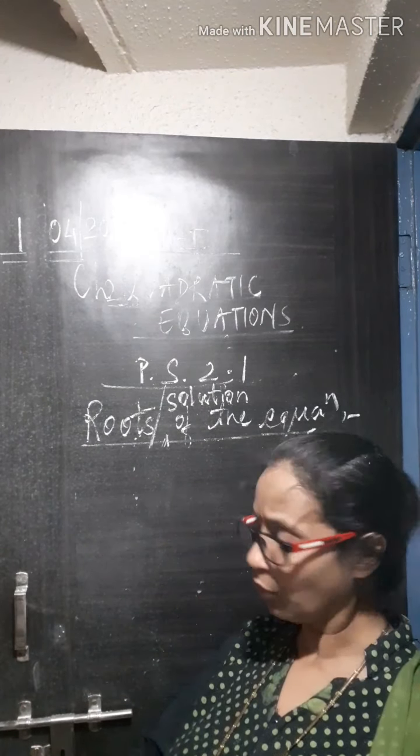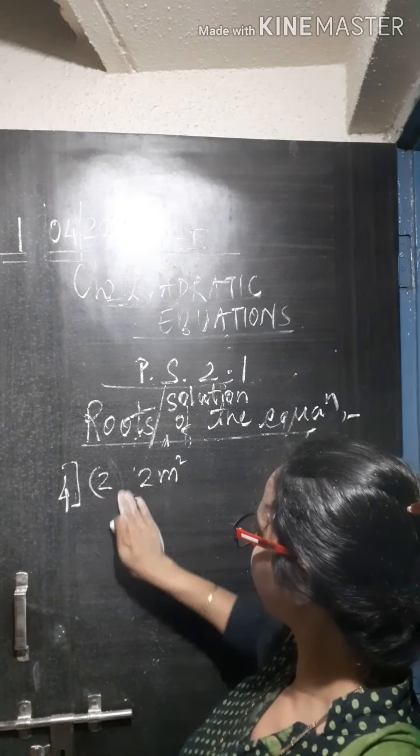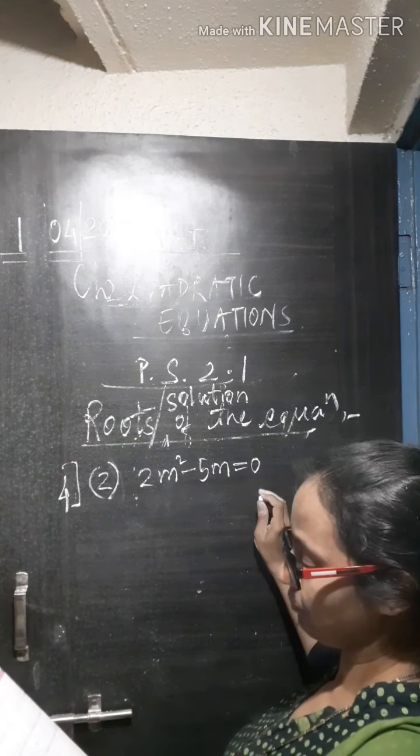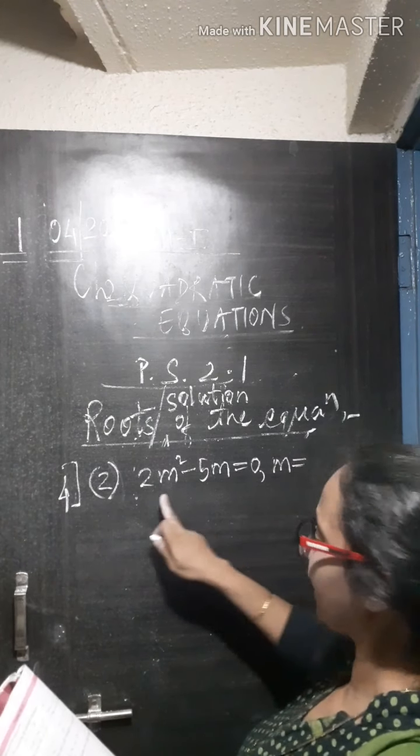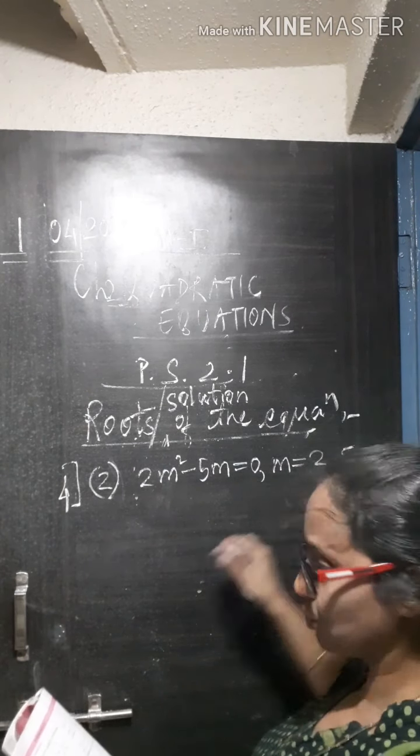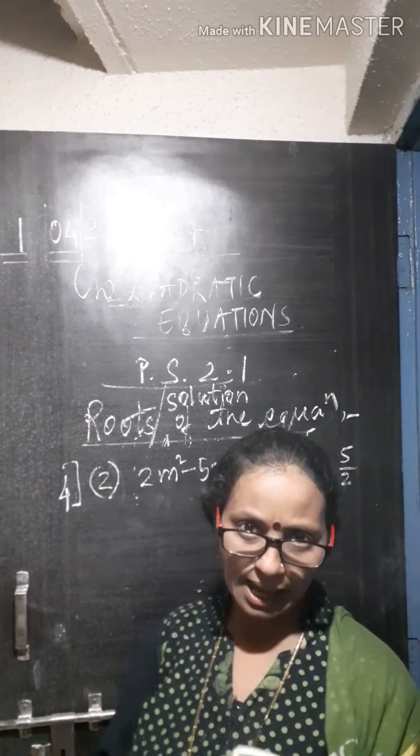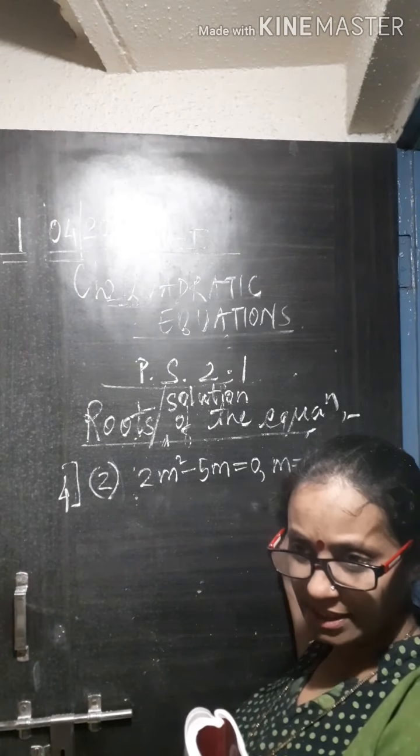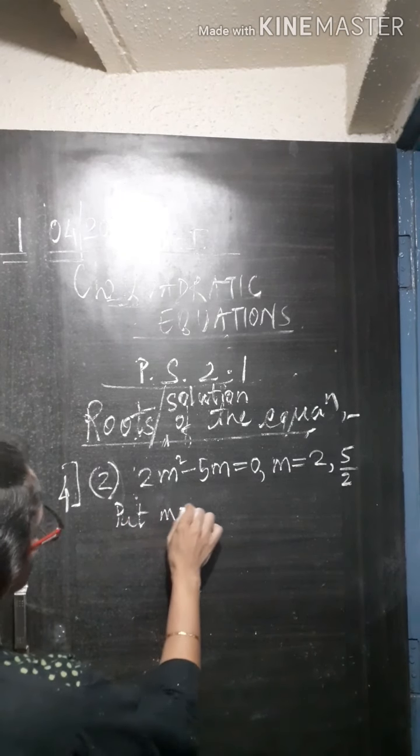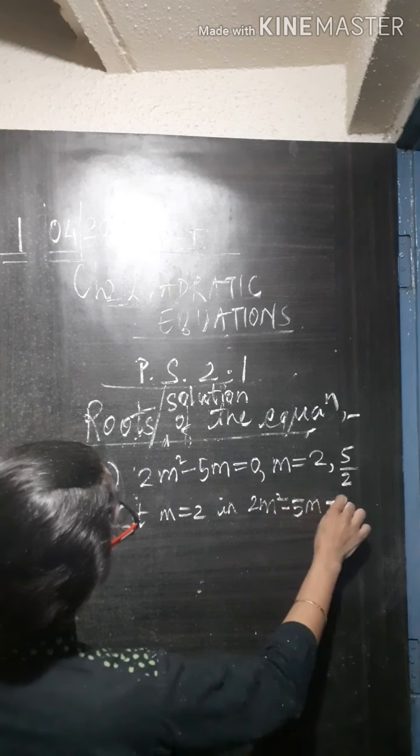Yeah, question number 4, the second one. The second one is 2m square minus 5m equal to 0, and the values of the variable m given here are 2 comma 5 upon 2. The two values we have to check for the roots of this equation are m equal to 2 and m equal to 5 upon 2. So let us start with putting m equal to 2 in the equation. What do we get? Put m equal to 2 in 2m square minus 5m equal to 0.